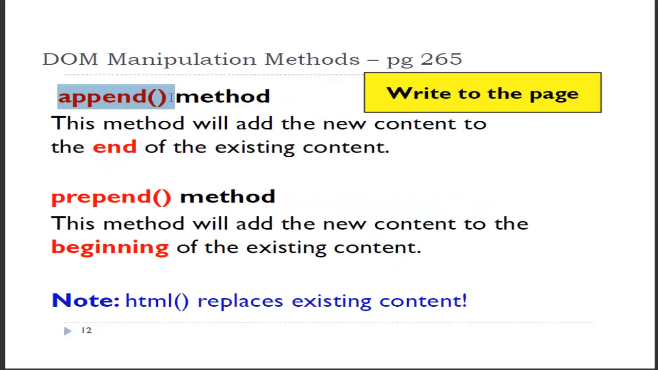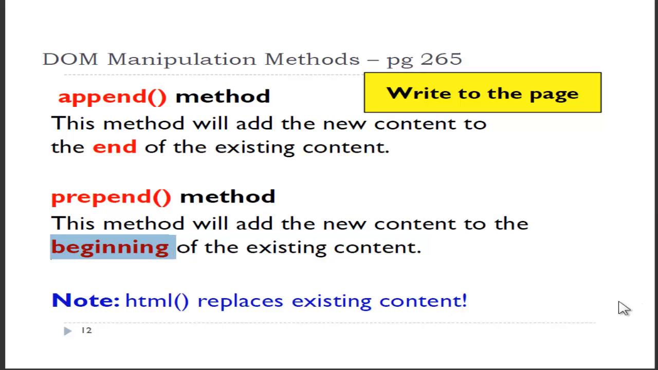Some new methods, append and prepend. These are very similar to the HTML method. If you recall, the HTML method is used to write to the page, but it will replace the existing content inside that selector. Where the append method differs, it will add the new content to the end of the existing content. It will not replace it, but rather append the content or add it to the end. Prepend does the same thing, except that it adds the new content to the beginning of the existing content.